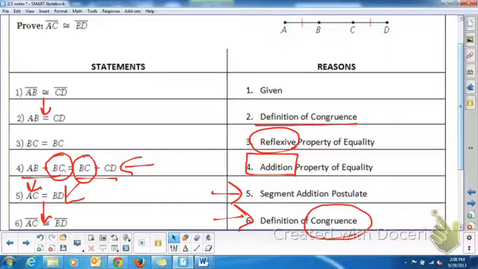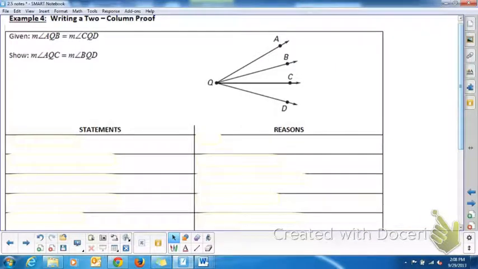Proofs take a little bit of time. This was our first one together. We'll practice this more in class. Let's try another one. Example 4, writing a 2-column proof. This time we're going to use some angles.